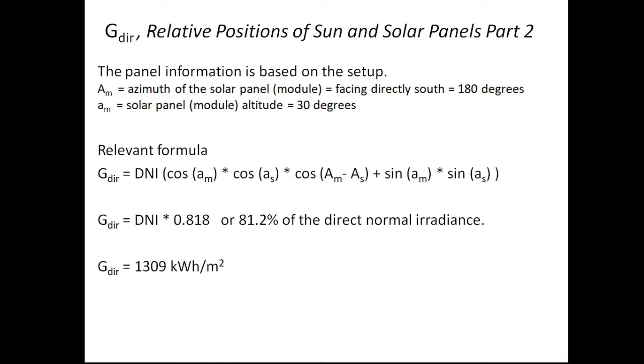Going with this long formula, let's not get into it too much. Pause if you want to read it, but most likely you don't. Anyway, getting back now to the direct component, we see that it's about 81.2% of the normal incident radiation. Subbing in the values that we previously discussed, that is 1309 kilowatt hours per meter squared.